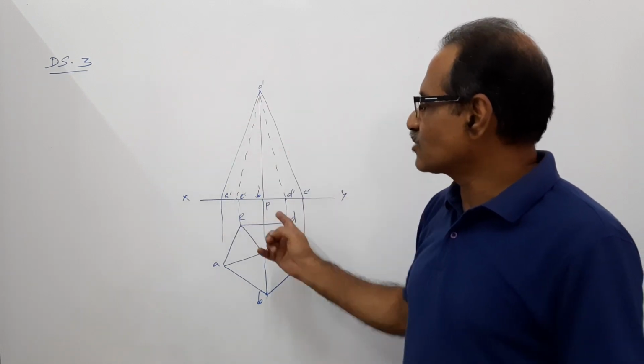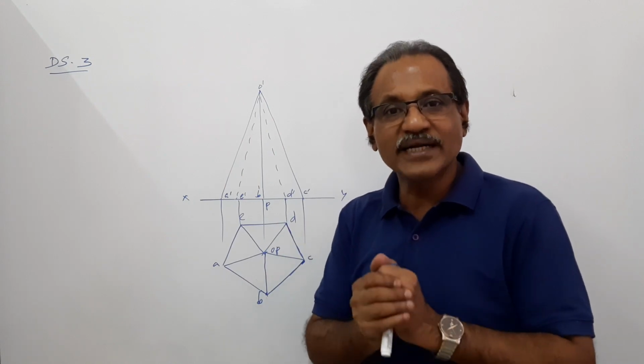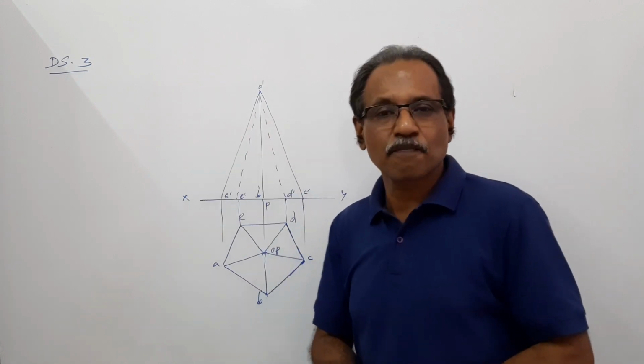O dash A dash, O dash B dash, O dash C dash, O dash D dash and O dash E dash are the elevation, but none of them gives true length.